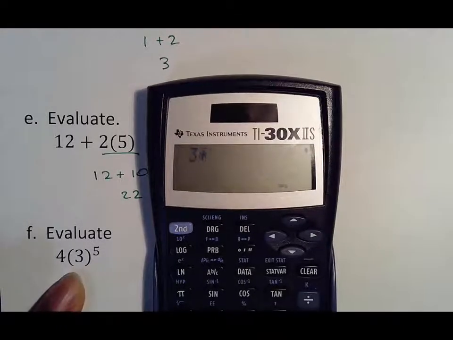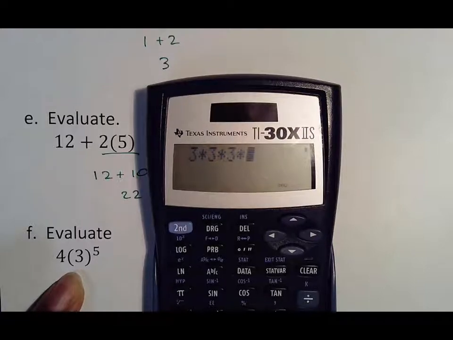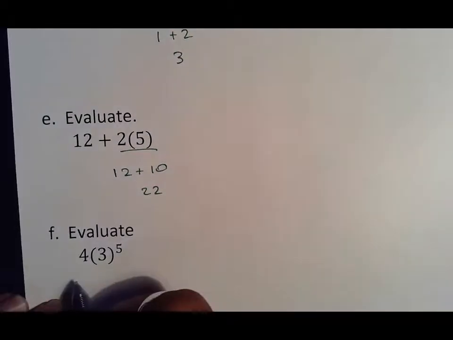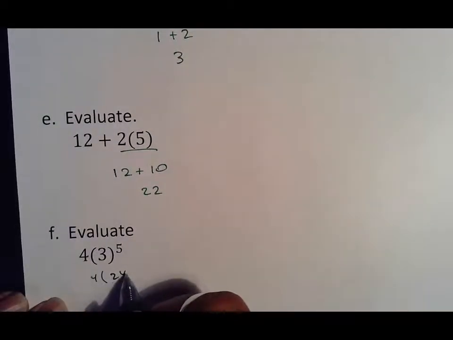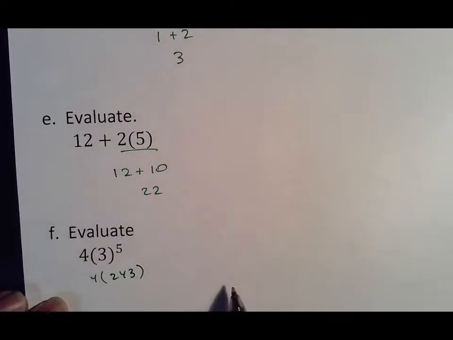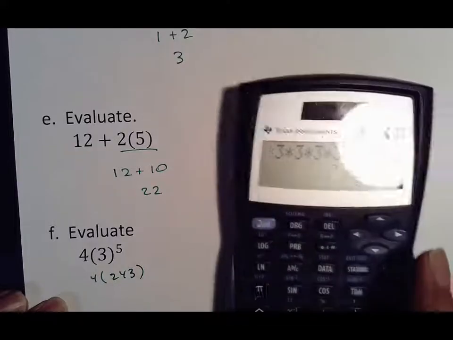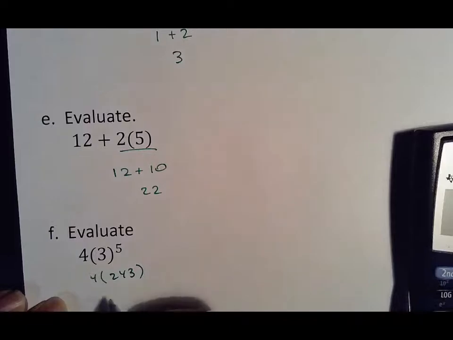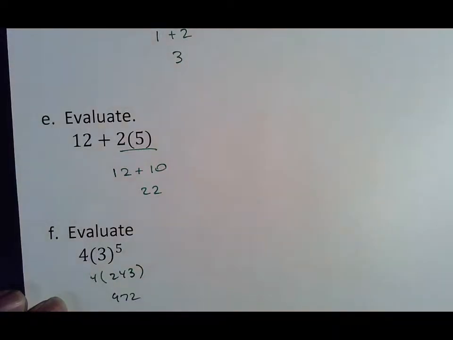3 to the 5th means 5 threes, which is 243. So 4 parentheses 243. And now you go ahead and do 4 times 243, which is 972. And with that done, that is all.